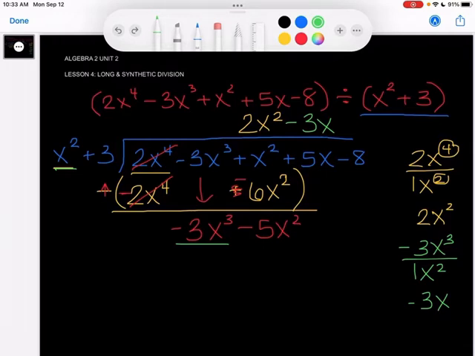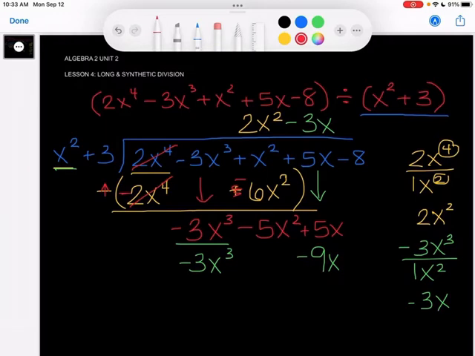I've got to multiply this negative 3x times this whole thing. So I've got negative 3x times x squared. That's negative 3x cubed, which it should be. It should match up there. And then I've got negative 3x times 3. Well, that is negative 9x. I'm going to put that right here because it doesn't match up with that negative 5x squared. So I need this 5x. I didn't bring it down a minute ago, but we need that. So I'm going to bring that down because that's the like term with the negative 9x.